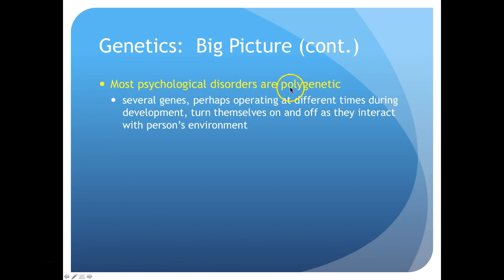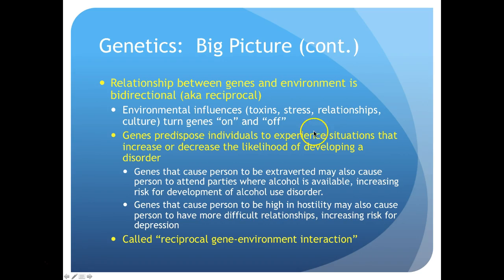Most psychological disorders are polygenic. That means there are several genes, perhaps hundreds. Height, for example, is influenced by at least 100 genes. These genes operate at different times during development, and they turn themselves on and off depending on environment and other factors. So it gets to be a very complex picture. It's also important to realize that the relationship between genes and environment is bidirectional or reciprocal. If you eat the wrong things, have a lot of stress, or have certain kinds of relationships, these things actually influence your genes and turn them on or off, and then they express themselves. You get depressed or not.